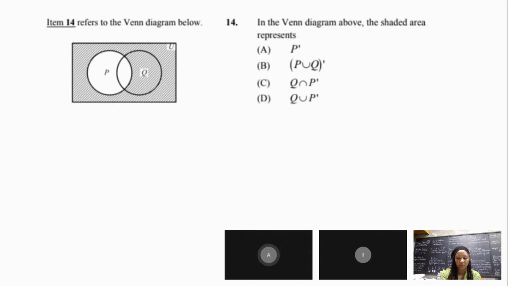Number 14. In the Venn diagram above, the shaded area represents P complement. So the answer is A. P complement is what's not in P. You notice P is unshaded, so the shaded area is what's not in P.